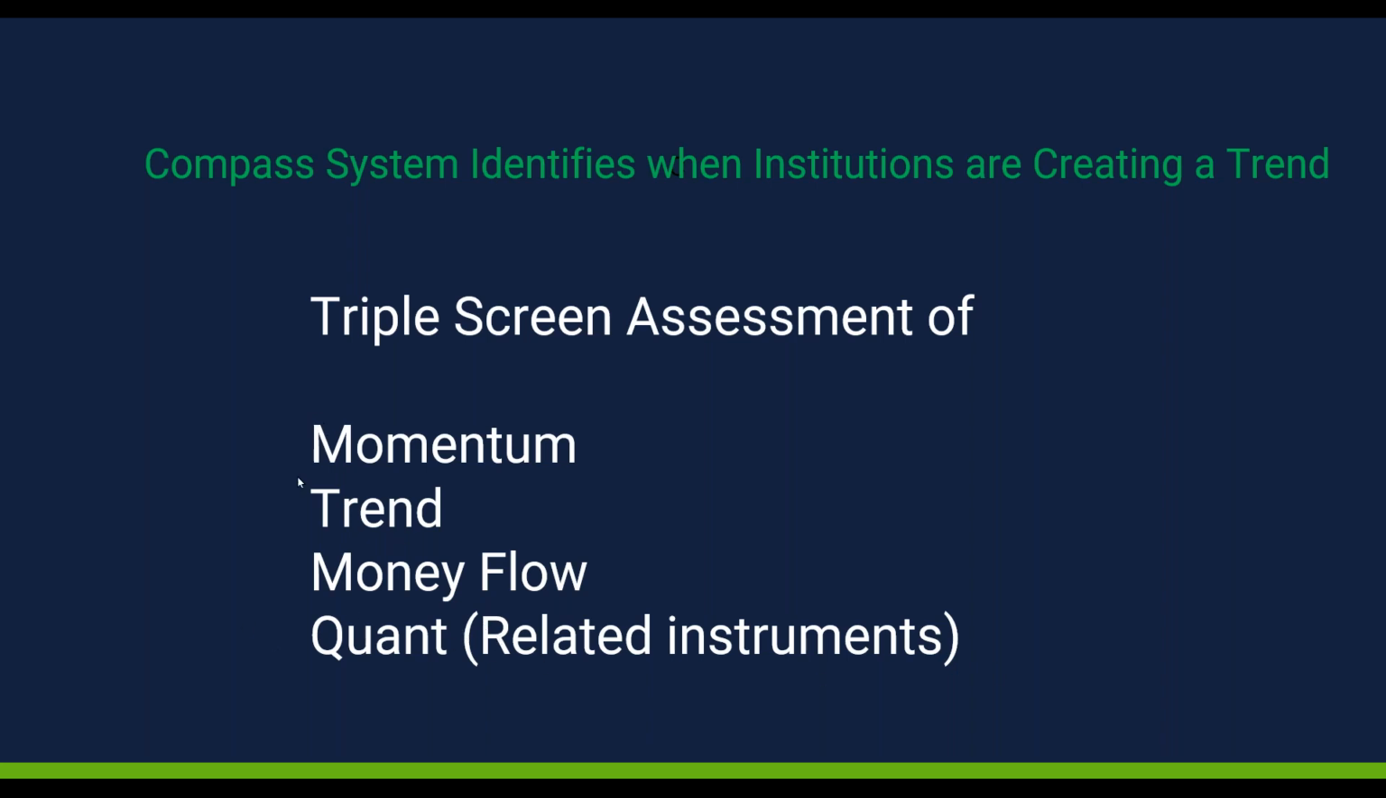So when you have all of these things lined up, the institutions are in there buying or selling. That's the only way you can get all of these things lined up across multiple time frames, if the institutions are in there. Well, I shouldn't say always, but about 99% of the time.